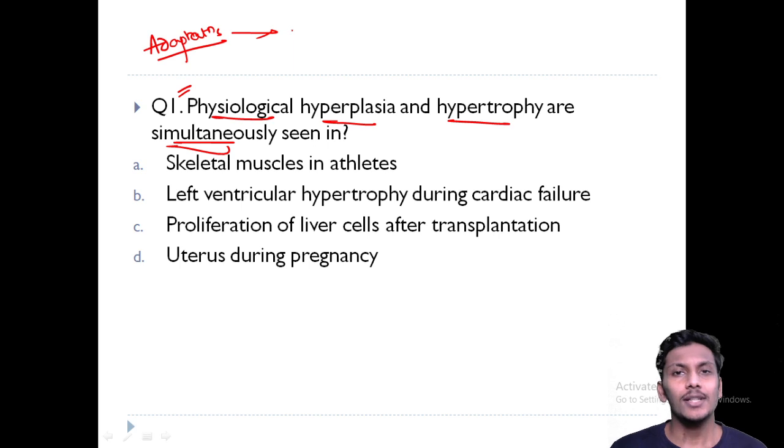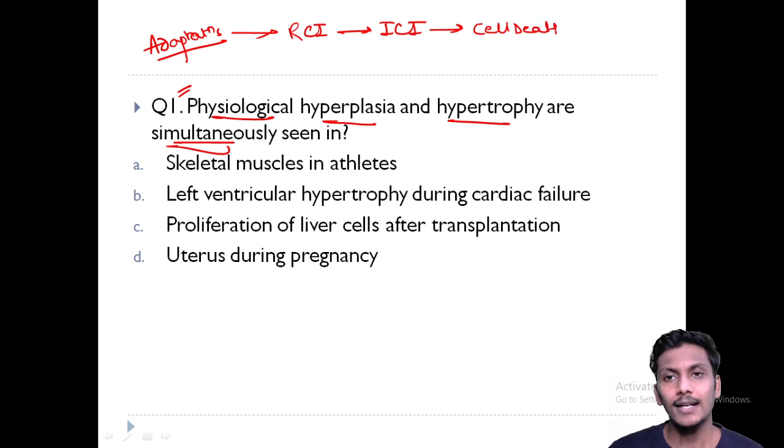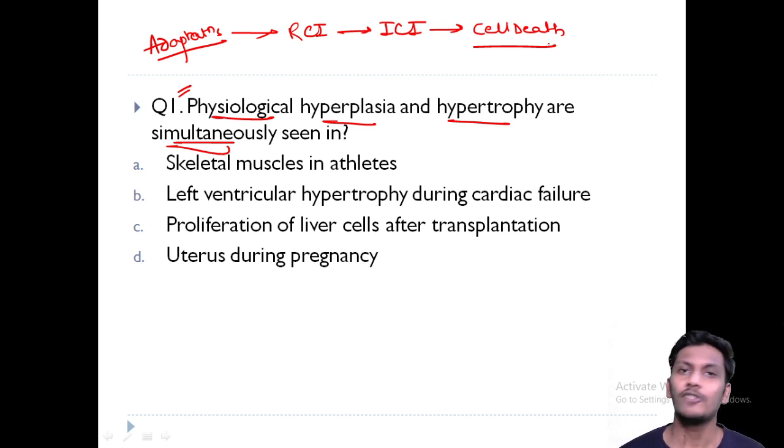Then if the noxious stimulus still persists, the cell will undergo reversible cell injury. If on this also the injurious stimulus has not been withdrawn, then it further undergoes irreversible cell injury, which will finally land the cell into cell death. Cell death we have studied, it is by five different mechanisms. The important ones are necrosis and apoptosis, the rest are necroptosis, pyroptosis and ferroptosis. So this is the basics of cell injury that you need to know for this question.